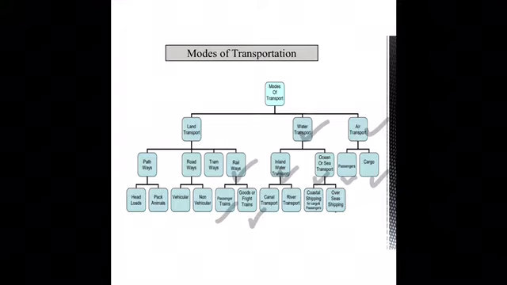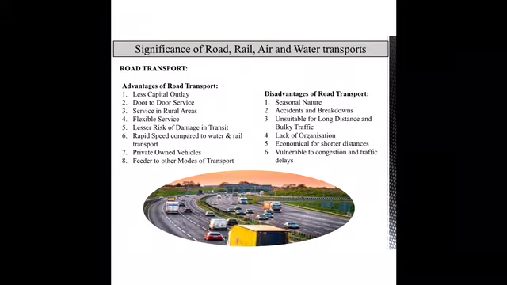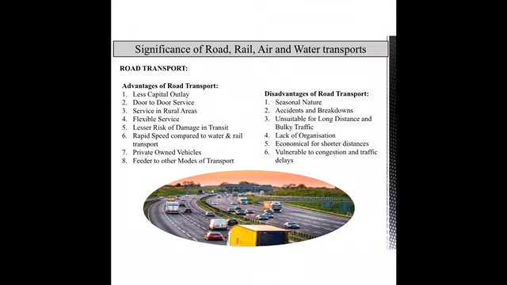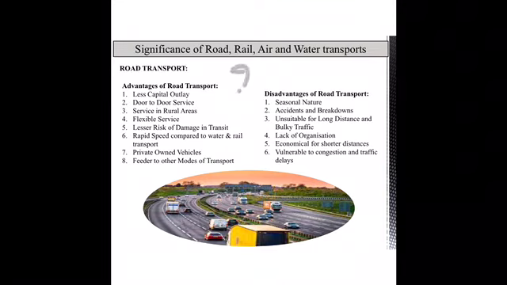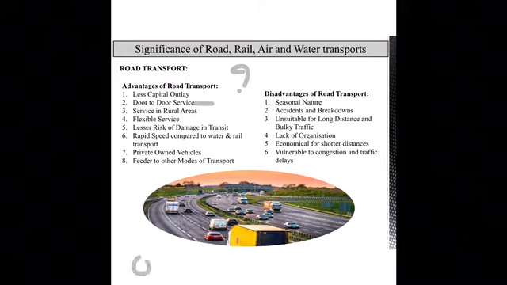So now let us look into the characteristics, advantages and disadvantages of various modes of transportation. The first one we have is road transportation. So now we'll look at road transportation and its advantages and disadvantages. The basic advantage of road transportation is that it provides door-to-door service. Means when you start from your point of origin, you can reach your destination without any change in mode of transportation. That flexibility is only possible in road transportation.